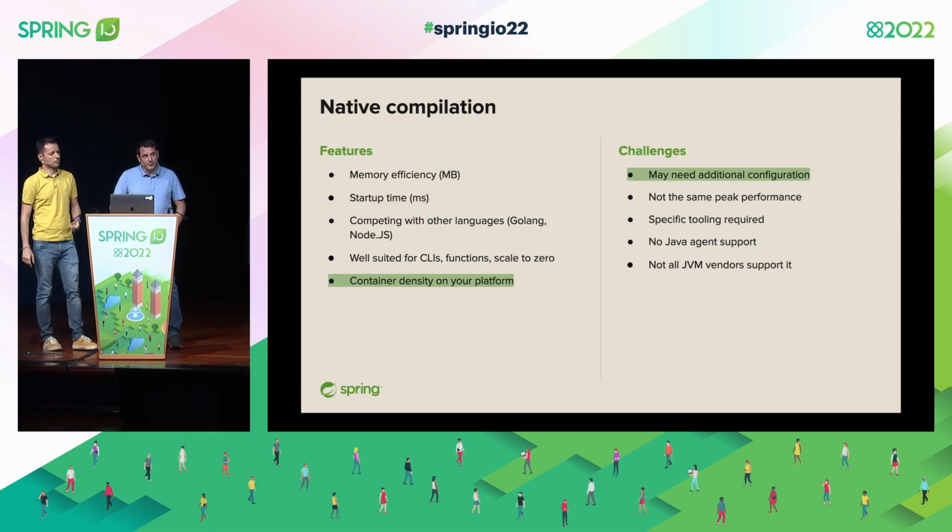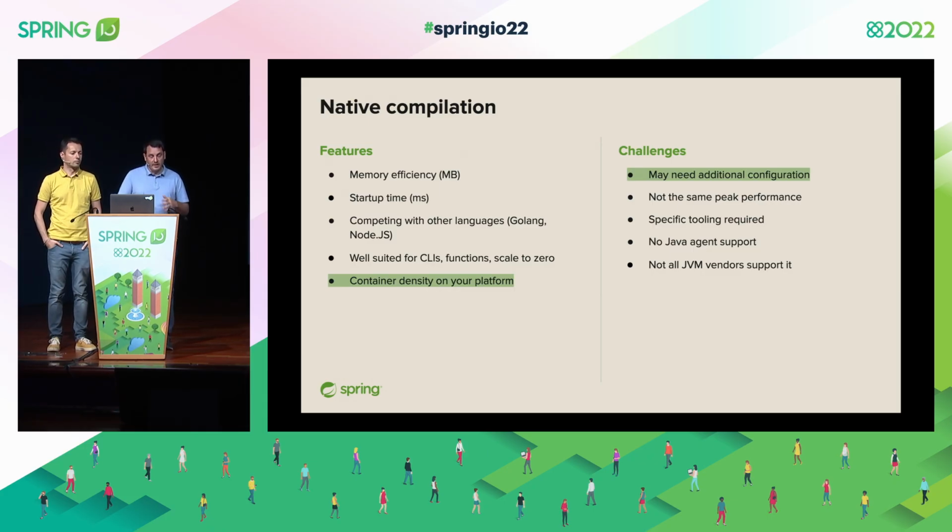But that doesn't come for free, of course, otherwise that would be too easy. There's some additional configuration that might be required. As you'll see, GraalVM does a static analysis of your application, and a lot of things it can infer, and some it can't. For those cases, you will have to provide additional configuration, and we'll show you how you can do so with the Spring Framework. Something to notice also is if you have high traffic, you won't get the same peak performance as a traditional JVM.